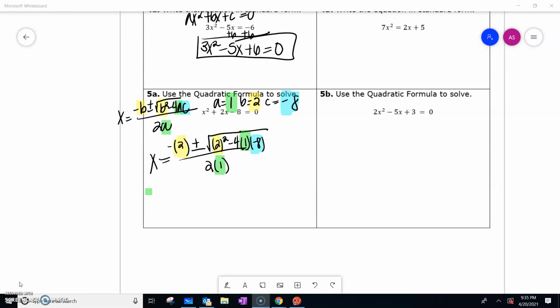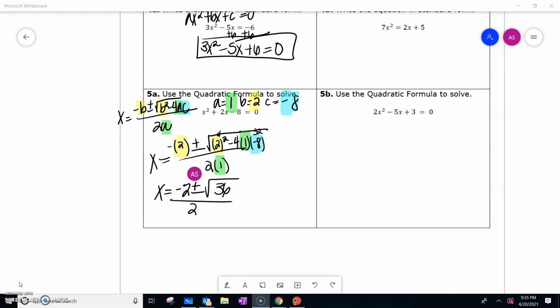So I know my x is going to be equal to -2 plus, if I have 2 squared, that's going to be 4. And then I'm going to have -4 times 1 times -8, which is going to be positive 32. Okay. And if I add 4 and 32, I'm going to get positive 36. Then I have all of this over 2 times 1, which is just 2.